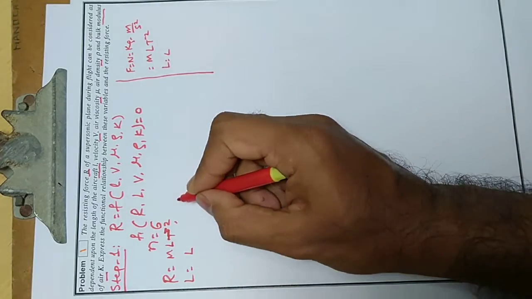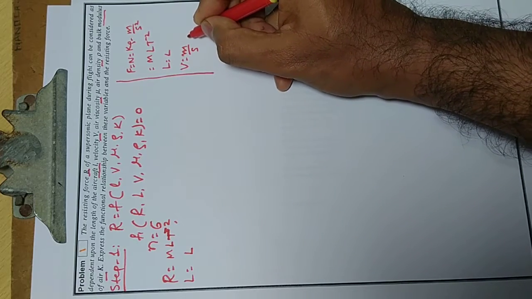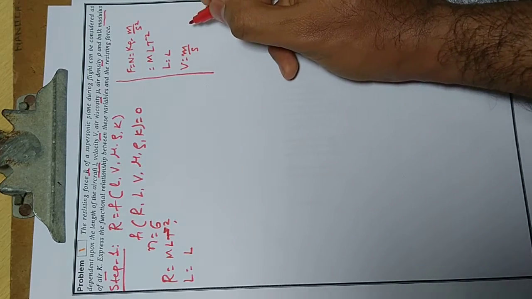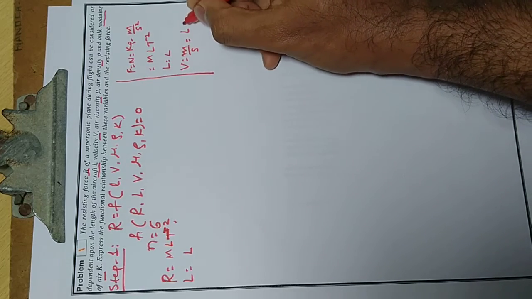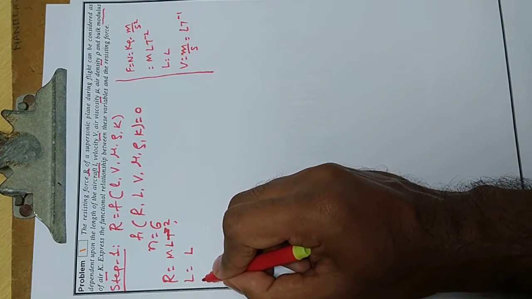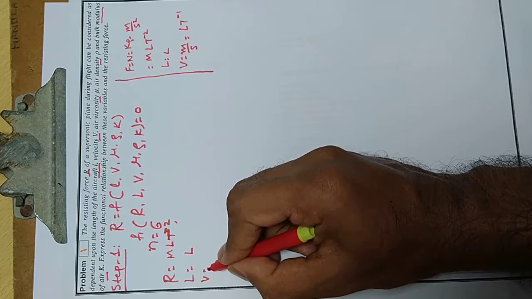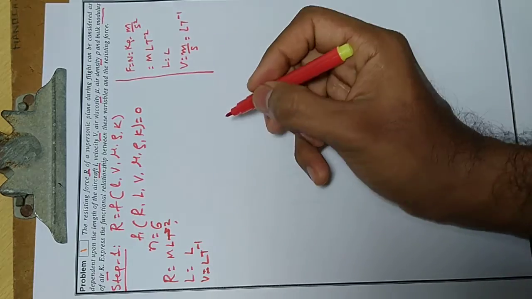Velocity. The unit is meter per second. So meter means what? Length. Second means what? T minus 1. The velocity v is equal to L T to the power of minus 1.